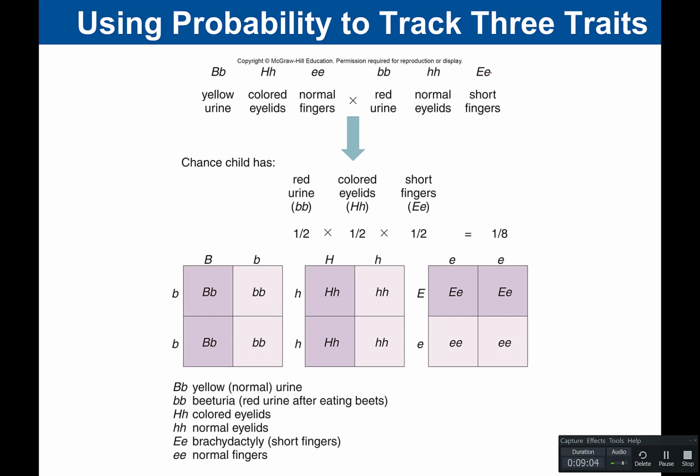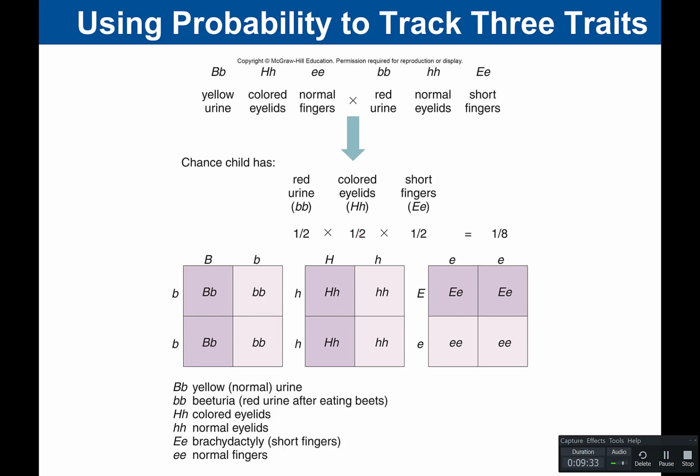So what you do is you're just going to cross the B's on their own. So again, big B, little b, crossed with little b. So here's our Punnett Square for the B's. Fill it in. Probability of getting little b is 1/2. Do the same for the H's. Cross just the H's. So big H, little h, crossed with little h. Probability of getting colored eyelids is 1/2.